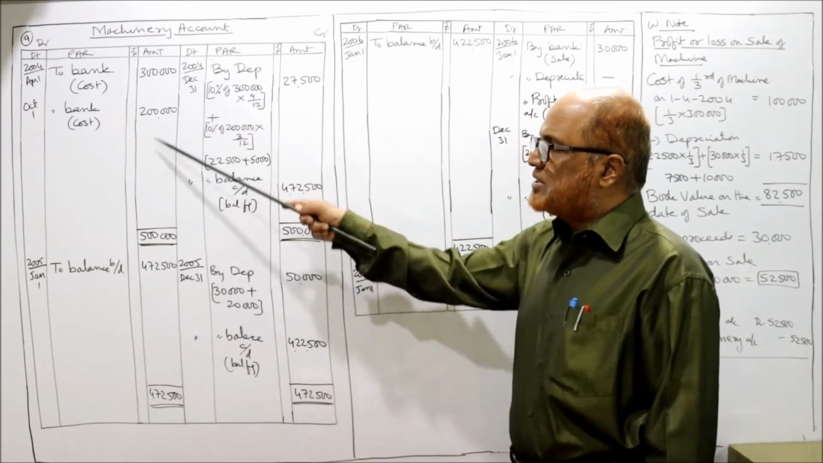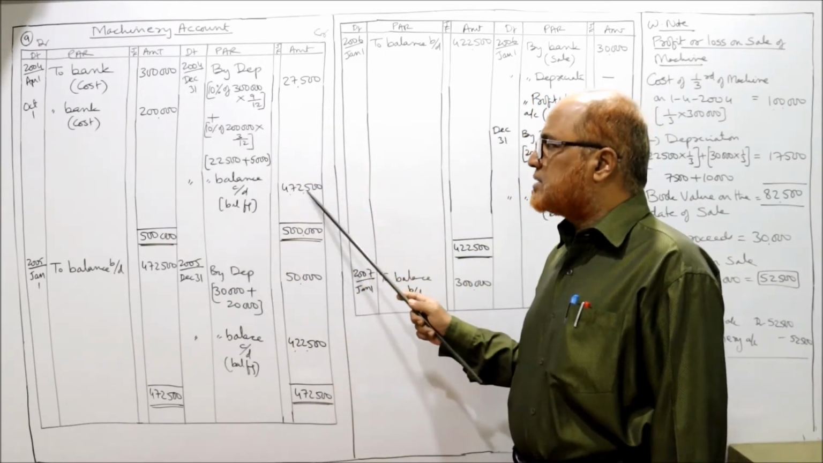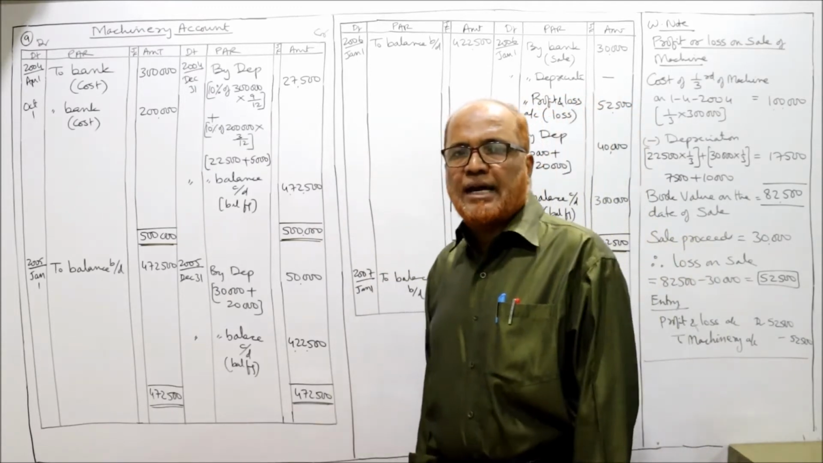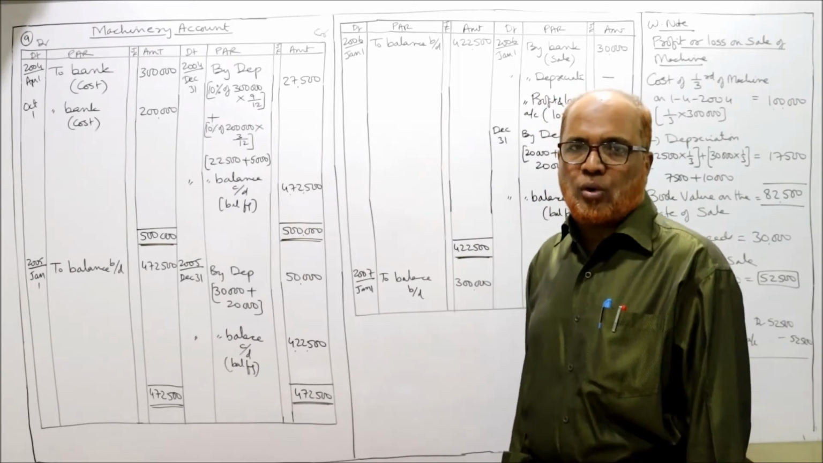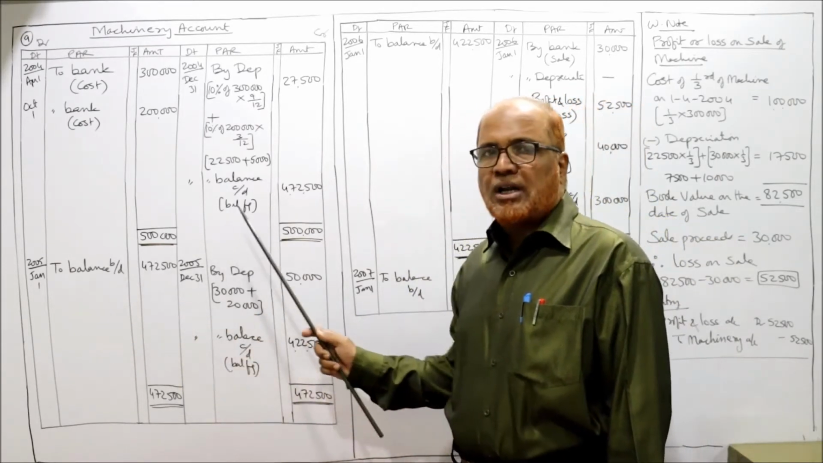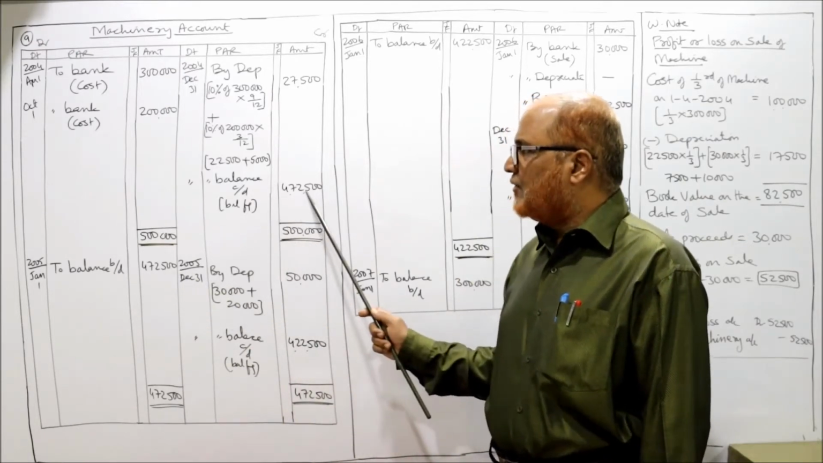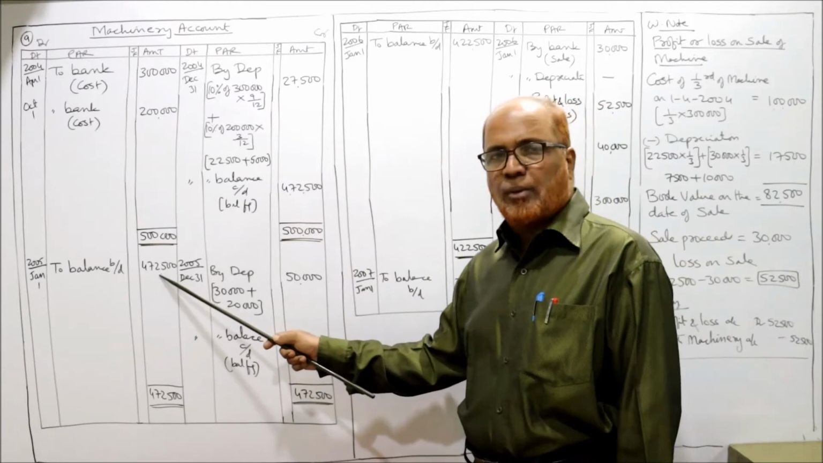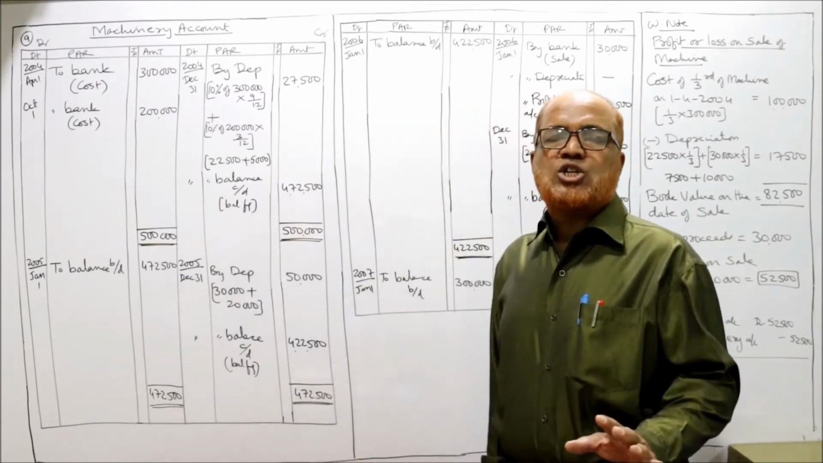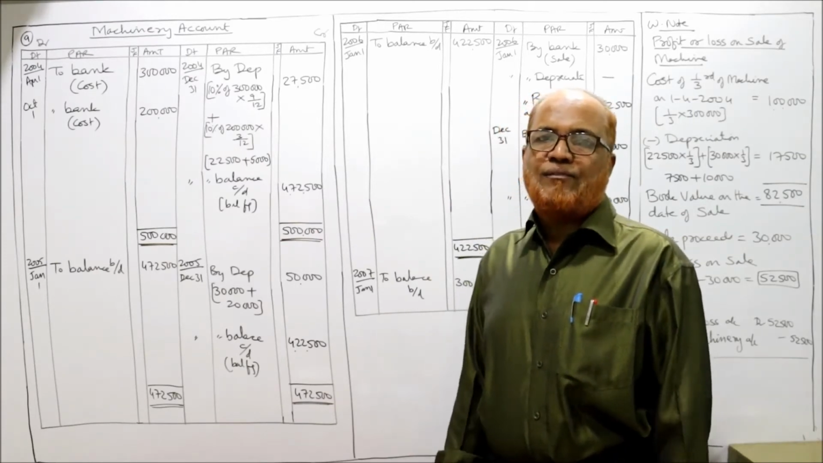Now take the total on the debit side, 5 lakh. 5 lakh minus 27,500, you will get 4 lakh 72,500. This is the closing balance of machinery account at the end of first year, 2004. Now we'll come to 2005. Debit side, to balance brought down from previous year, 4 lakh 72,500. From here it is carried down, here it is brought down. Now there is no purchase, no sale during the year 2005.